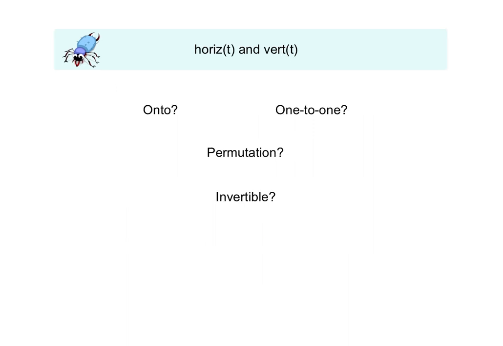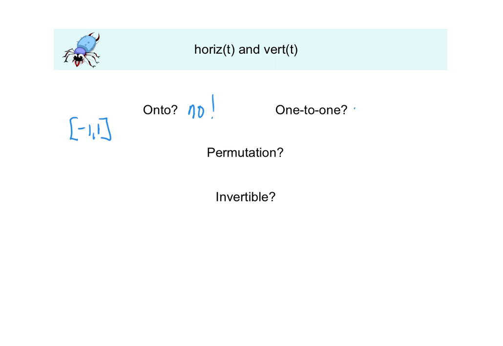Now looking at each of these functions, I'd like to ask if they're onto, one-to-one, a permutation, are they invertible? Now onto means that every single y value in real numbers has an x value that gets mapped to it. This is not onto. Each of them only covers these values of y. So from -1 to 1. It's not onto real numbers.